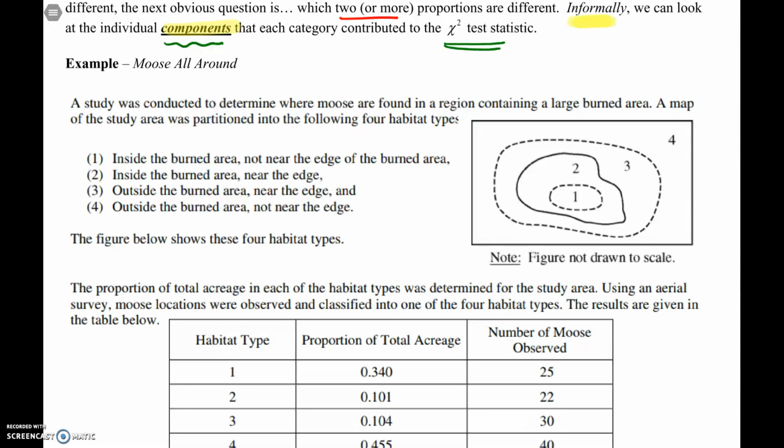Moose all around. A study was conducted to determine where moose are found in a region containing a large burned area. A map was partitioned into the following four habitat types. So we got the burned area, 1, but not by the edge. 2 is in the burned area but on the edge of the burned area. And then 3 is outside the burned area but on the edge. And then 4 is outside and not on the edge. So do the moose prefer a certain habitat type or not?